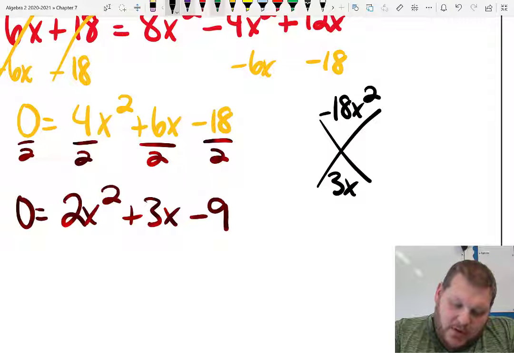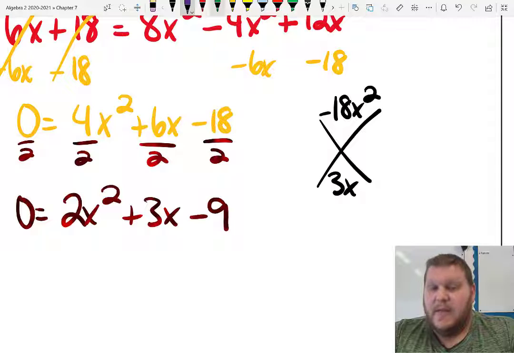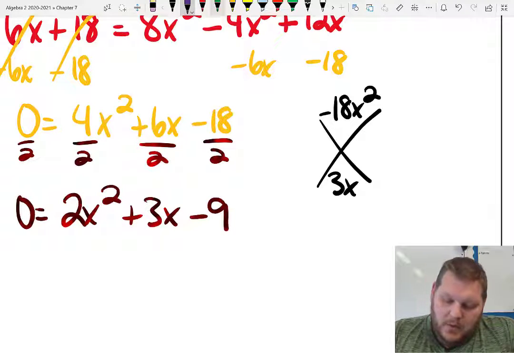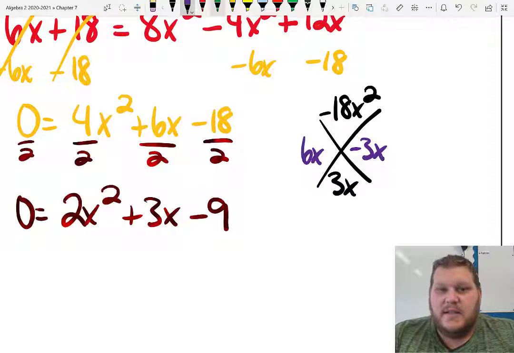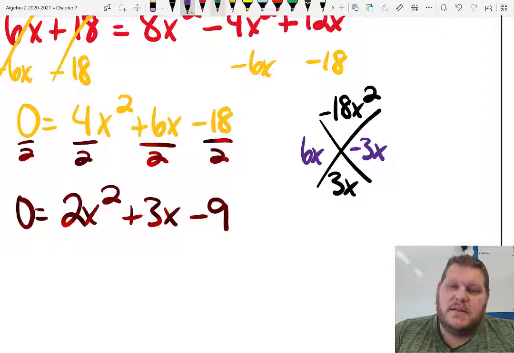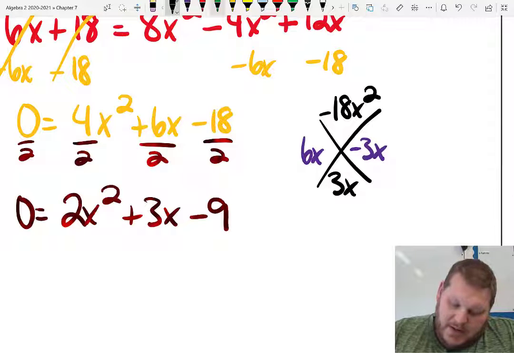So I'm trying to figure out what two things multiply together to give me a negative 18, but add up to a positive 3, which 6x and negative 3x would be those two things, right? Because 6 times negative 3 is negative 18, and 6 plus negative 3 is a positive 3.